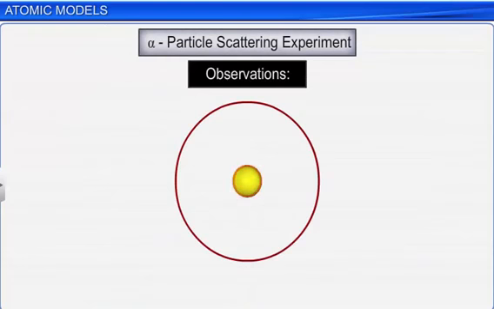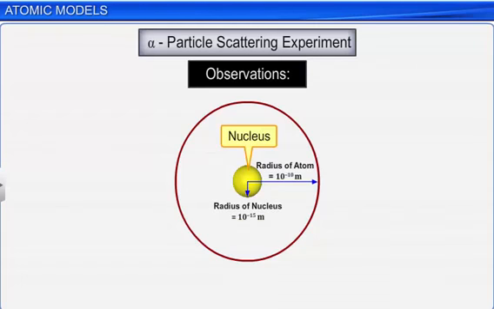Rutherford named the positively charged center present in an atom as the nucleus. Calculations by Rutherford showed that the volume of the nucleus is negligible as compared to the total volume of the atom. For an atom of radius 10 to the power minus 10 meter, the radius of the nucleus is about 10 to the power minus 15 meter. That means, if a cricket ball represents a nucleus, the radius of the atom would be about 5 kilometers.